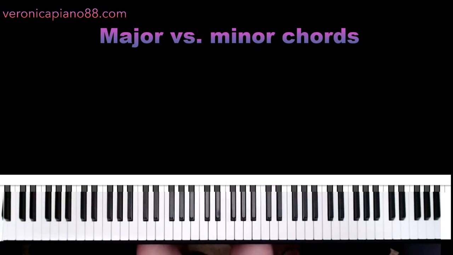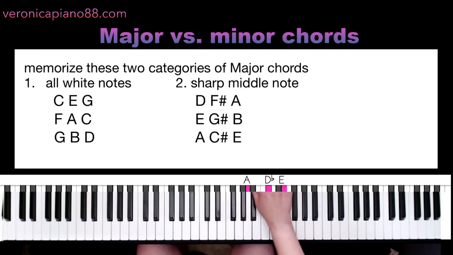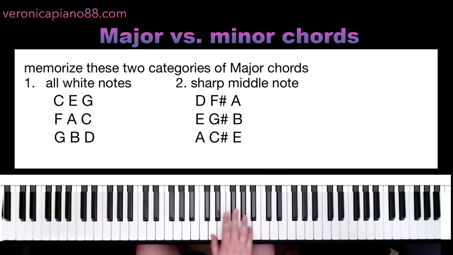Now, I want to show you the other category, the ones that have a sharp as the middle note. This would be D, D, F, A. We're just going to put a sharp on the F. Make a D, F sharp, A. We have that one. E, E, G sharp, B. And over here, A, C sharp, E. Have them written here. So E, G sharp, B. That's E, G sharp, B. And A, C sharp, E.